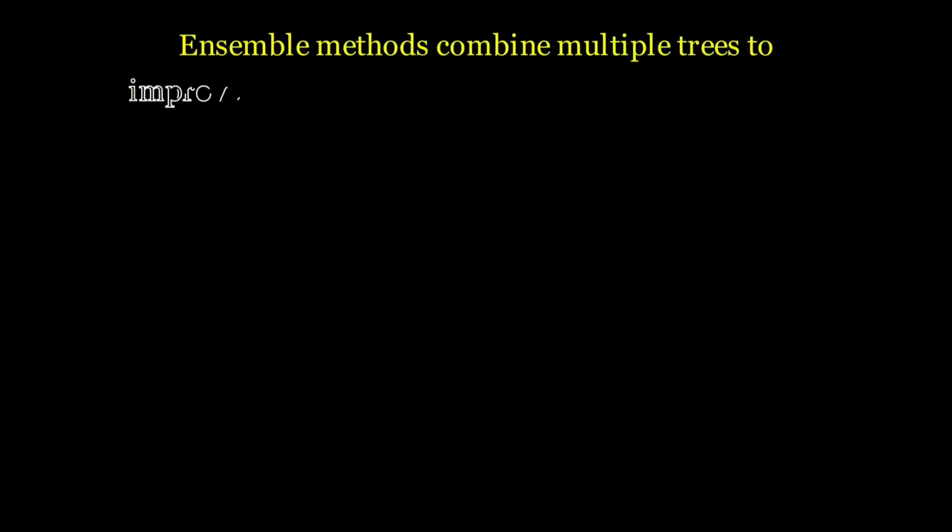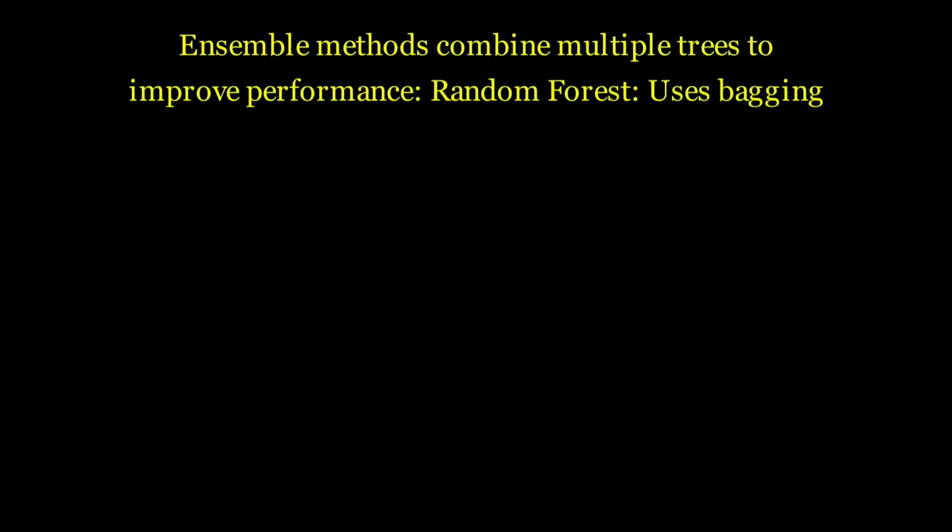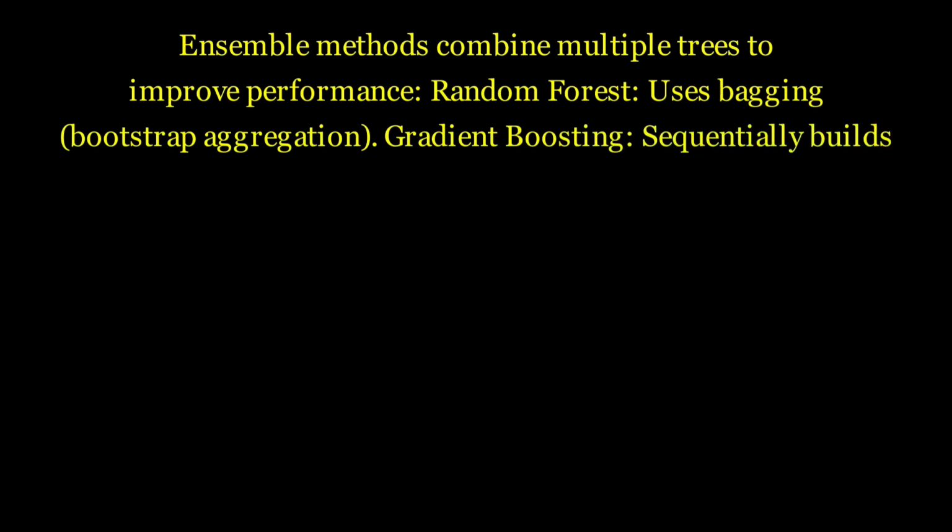What are ensemble methods in decision trees? Ensemble methods combine multiple trees to improve performance. Random forest uses bagging, bootstrap aggregation. Gradient boosting sequentially builds trees to correct prior errors.